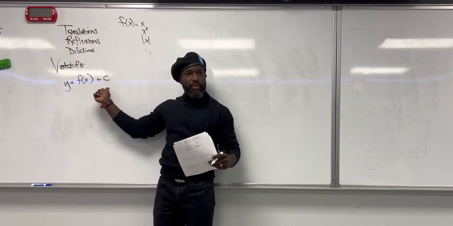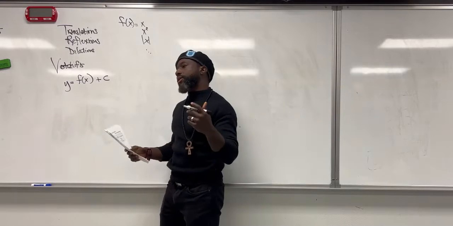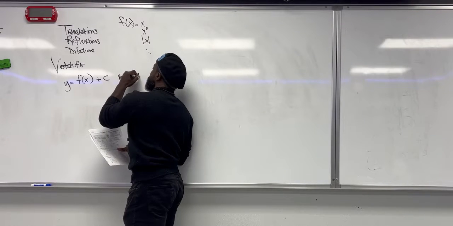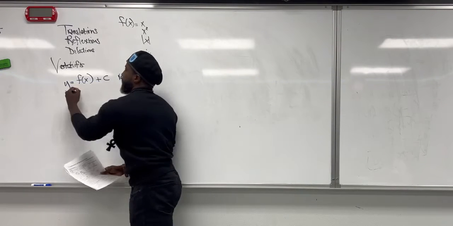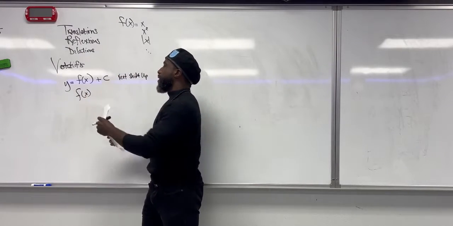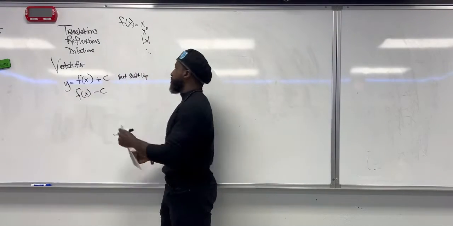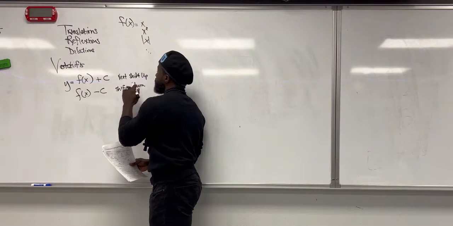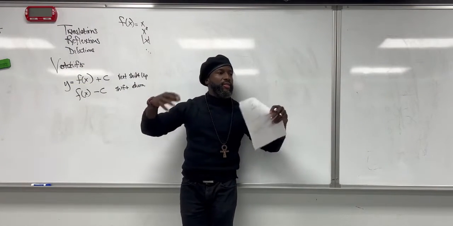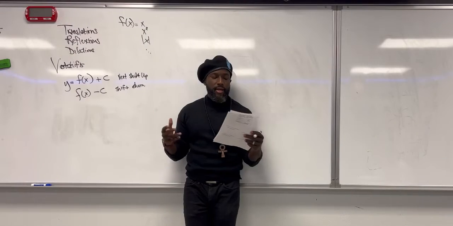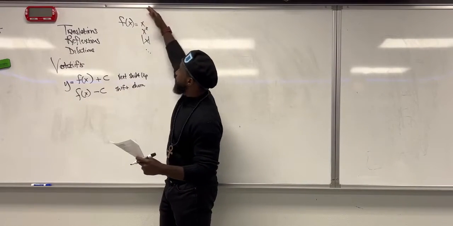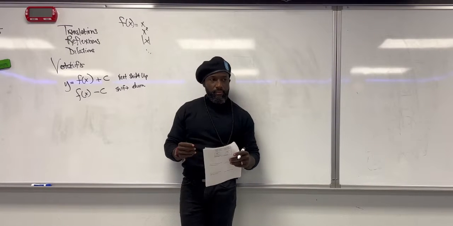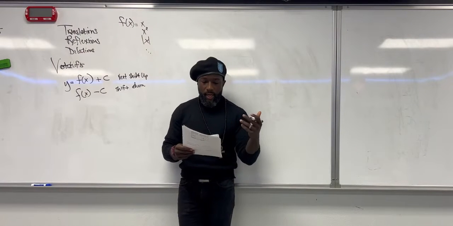If you add a number to the parent function, you're going to have a vertical shift up. If you had f of x, the parent function, minus any number c, that's going to be a shift down. Basically, the numbers tell you what happens with your graph. Everything starts at the parent function. If it's a negative number, it goes down. If it's a positive number, it goes up. Let's look at this example here.